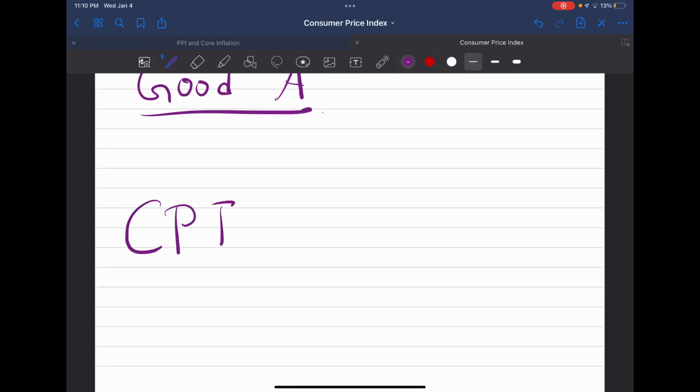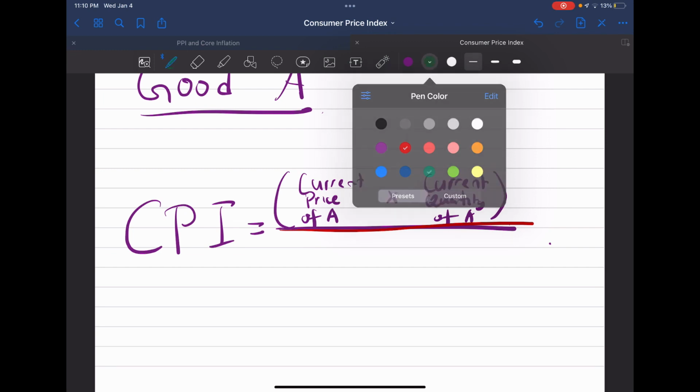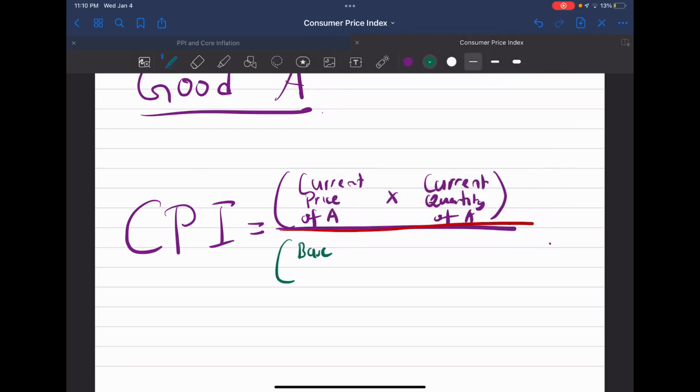Mathematically, the CPI is equivalent to the current price of good A, multiplied by the current quantity of good A, divided by the base year price of good A, multiplied by the current quantity of good A. Notice here the terminology, base year.